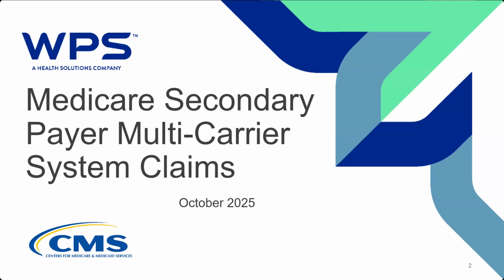The multi-carrier system claims are claims that are sent in two ways. One, they're paper claims sent in on the CMS 1500 claim form, or they are sent in on the HIPAA standard 837P electronic transaction. We did receive some questions about FIS claims. Now, the MCS, or the multi-carrier system, is what we're here to talk about today.